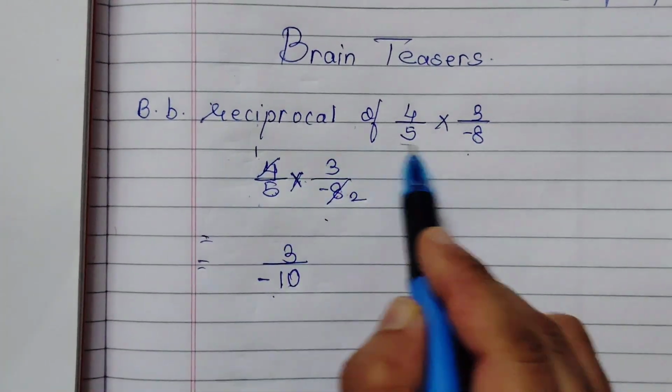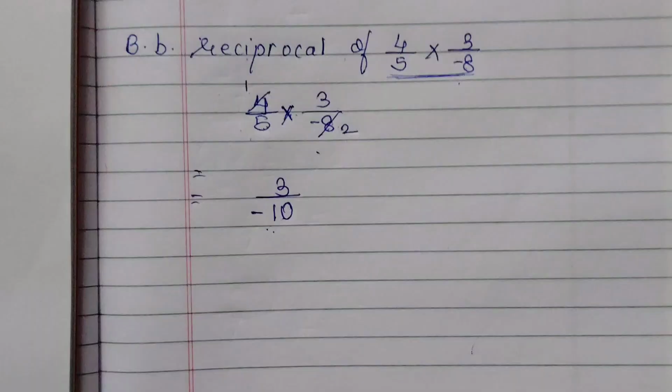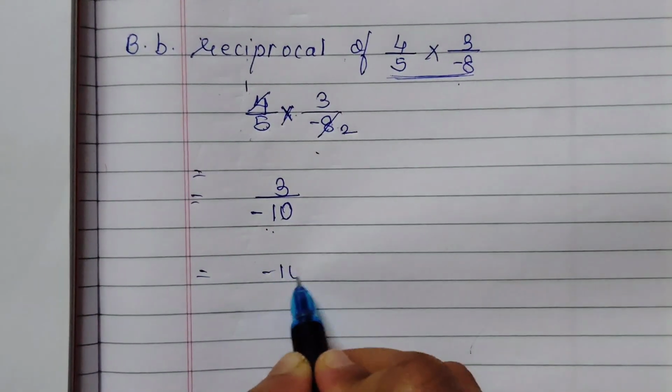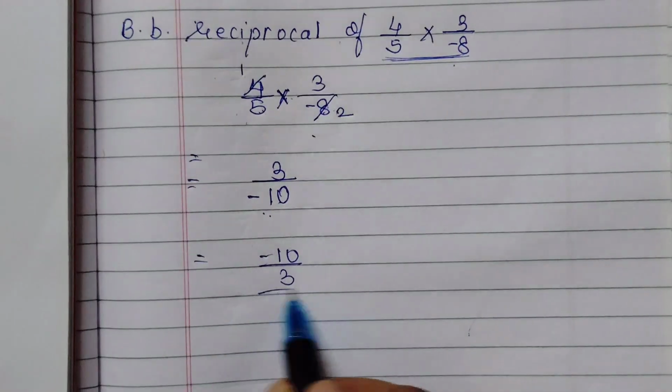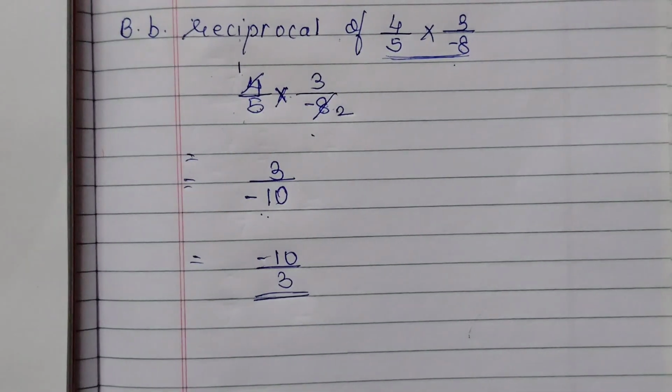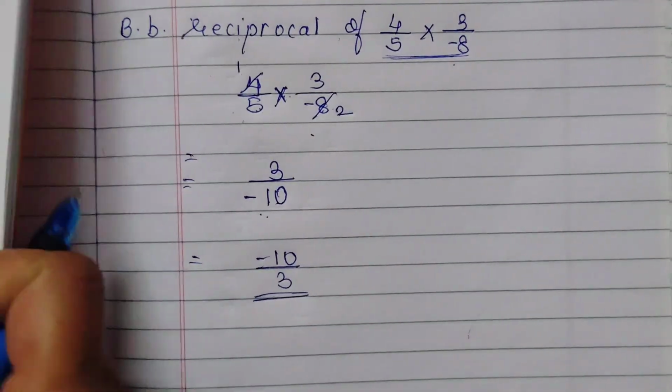Now the reciprocal of this. What we got as the answer for this is 3 upon minus 10. So the reciprocal of this will be minus 10 upon 3. Okay, so this is the answer, minus 10 upon 3. So next question we will see.